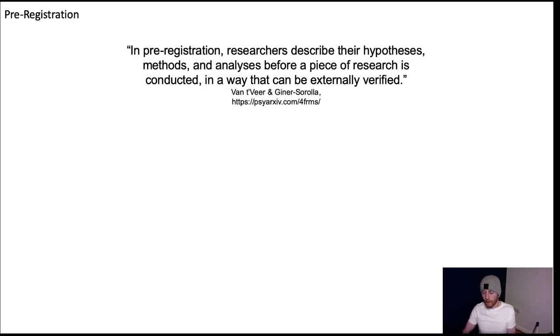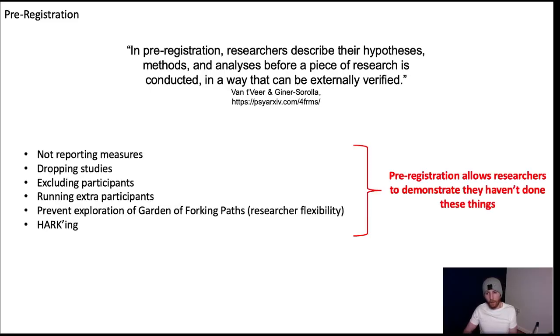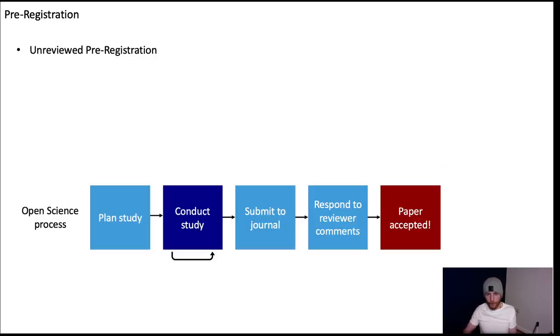Okay, so what is pre-registration? It's when researchers describe the hypotheses, methods, and analyses before a piece of research is conducted, in a way that can be externally verified. That's ultimately what pre-registration is. It's that simple. Writing down what you're going to do, getting it time-stamped, and you have to be able to verify externally. And we've already seen that one of the reasons why we do this is to prevent questionable research practices. And today we're going to be talking about 2 types of pre-registration, unreviewed and reviewed.